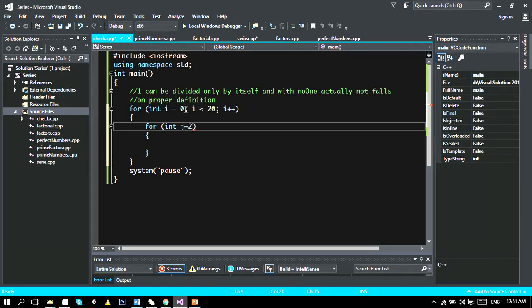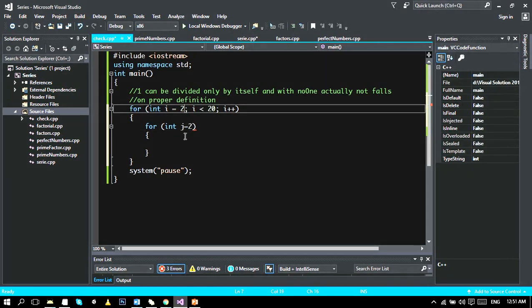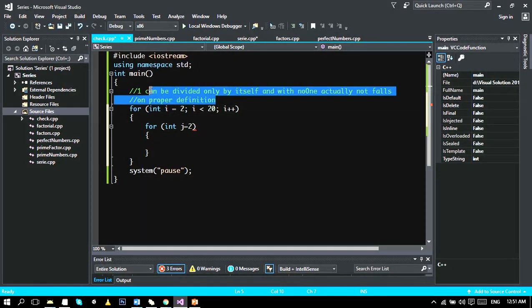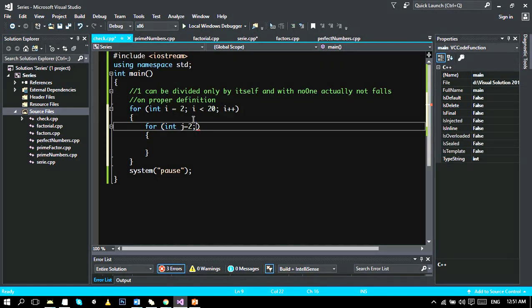So, don't forget that I am initializing this variable with 2. Why? Because 1 can only be divided by itself, so it does not fall under the proper definition as described before. So don't forget, this is a very basic condition of a prime number.